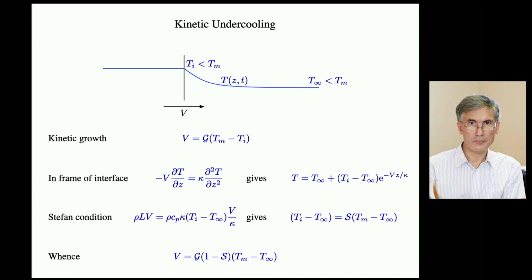This is empirical, okay? And this is appropriate for a solid which is molecularly rough, which has what's called a low entropy of fusion. If you think of your childhood experiments growing copper sulfate crystals or whatever, you can get nice faceted crystals. Those are molecularly smooth, and they have a very different kinetic growth law.